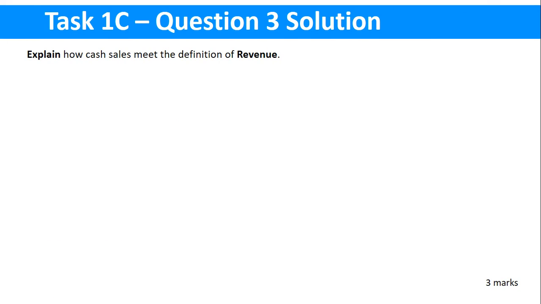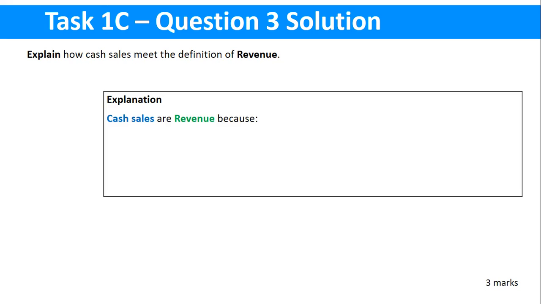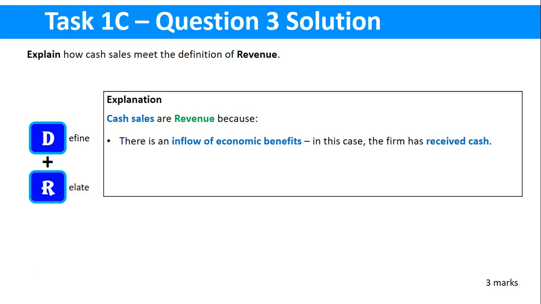So all we need to do now for 3 marks is go and write up an answer. So we're going to start by saying cash sales are a revenue because we've got 3 marks for the 3 parts to a revenue, and we'll define and relate those at the same time. So we're going to start by saying there is an inflow of economic benefits. That's the definition. In this case, the firm has received cash.